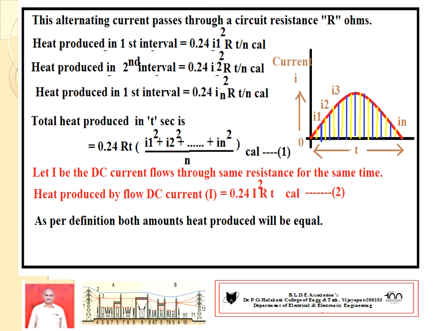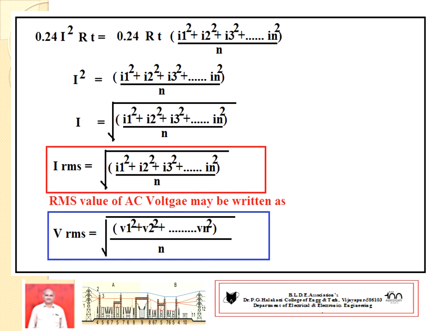As per the definition, both amounts of heat produced are equal. Hence, equating equations 1 and 2, equation 1 is equal to equation 2. So 0.24 RT remains same, cancel both sides. So I square equal to I1 square plus I2 square plus I3 square up to In square divided by n.